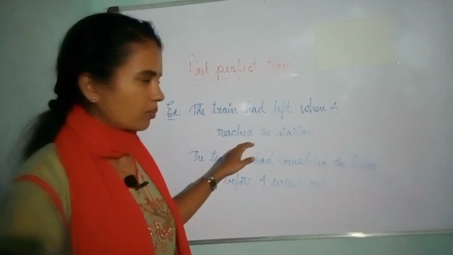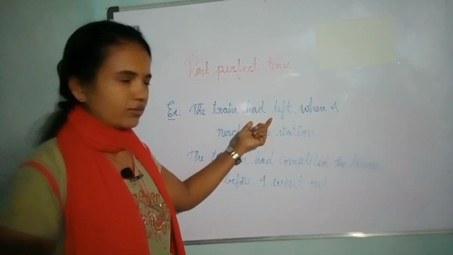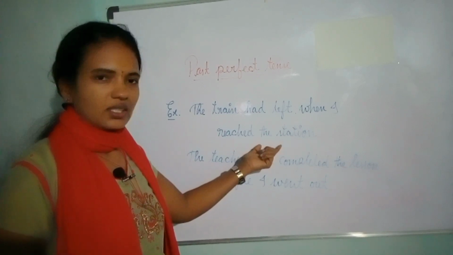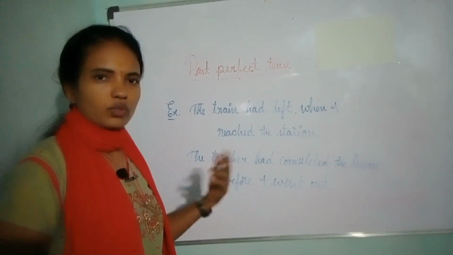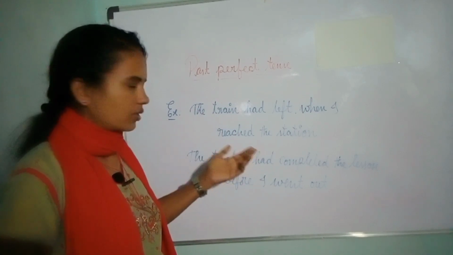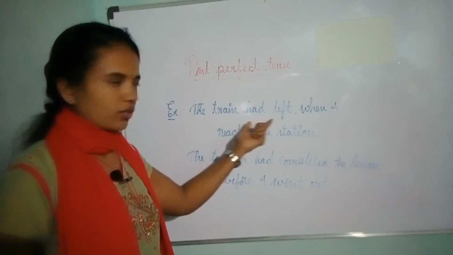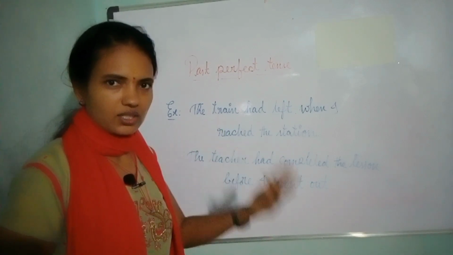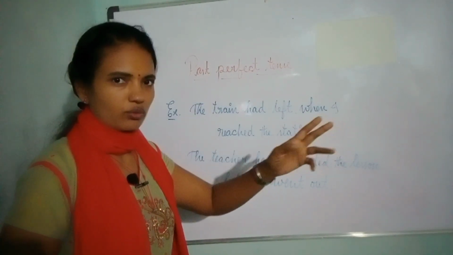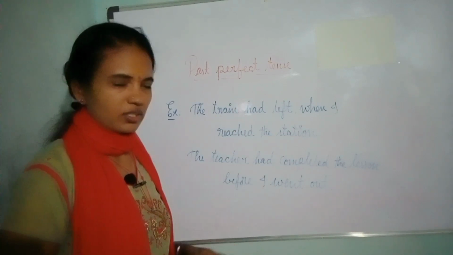So let's see some examples. The train had left when I reached the station. So these two actions had already happened in the past. So by the time I reached the station, the train had left the station.